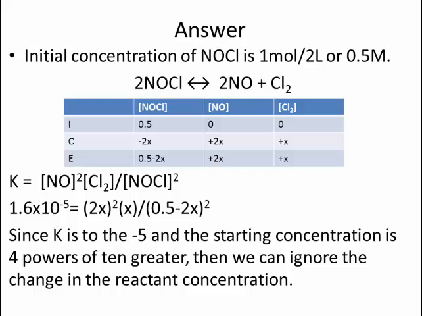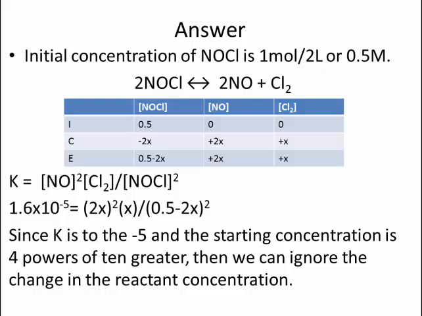So we plug that into our expression with the K value, and we get 1.6 times 10 to the negative 5 equals 2X, that whole thing squared, because of what the expression says, the concentration of NO needs to be squared, times X, divided by 0.5 minus 2X, that whole thing squared. So this is going to be a very difficult thing to work with. We're going to have cubes and all sorts of things, so it's going to be very difficult to solve algebraically.